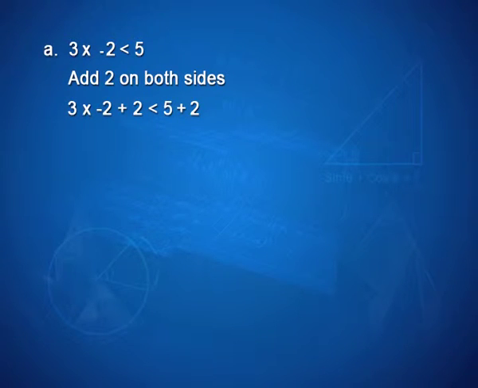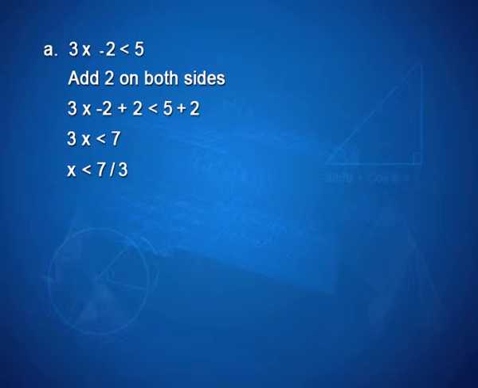3x minus 2 is less than 5. To solve the inequality, I need to get rid of the minus 2 on the left hand side. Therefore, add 2 on both sides to get 3x minus 2 plus 2 is less than 5 plus 2. So, 3x is less than 7 or x is less than 7 by 3.